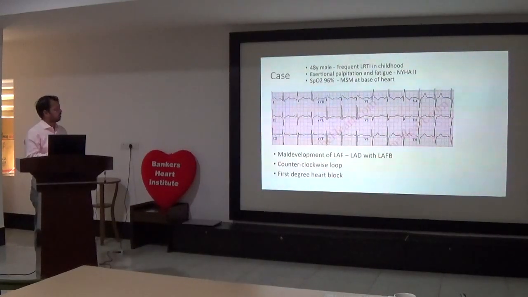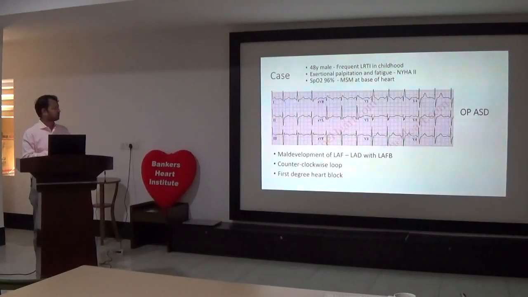There is a counterclockwise loop. Here we can see the prominent S in V6, that is a counterclockwise loop, and there is also first degree heart block. This is a typical ECG for ostium primum ASD. Generally in ASD there is a right axis deviation, but when there is right bundle branch block pattern with LAFB, with counterclockwise loop and clinical correlation suggestive of the disease, we think of ostium primum with first degree heart block.